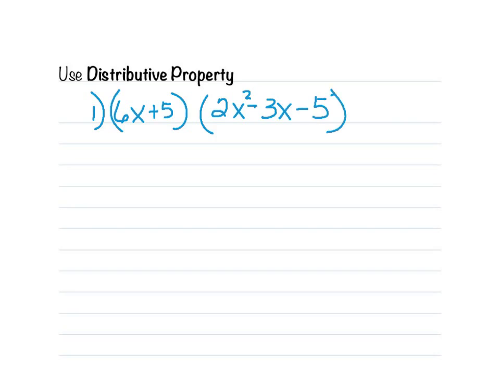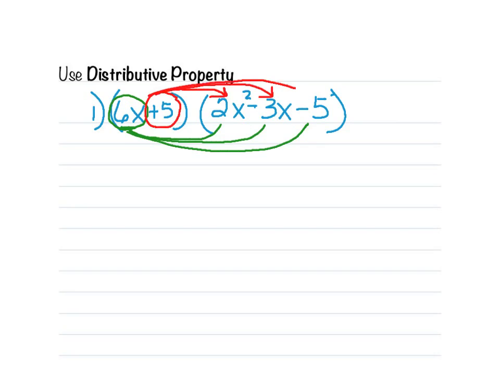When multiplying polynomials, we can also use distributive property. So let's go ahead and try number 1 using distributive property. In this case, we're going to multiply a binomial, 6x plus 5, times a trinomial, 2x squared minus 3x minus 5. We will need to distribute each term in the binomial and multiply it times each term in the trinomial. After that we will simplify to find our answer.